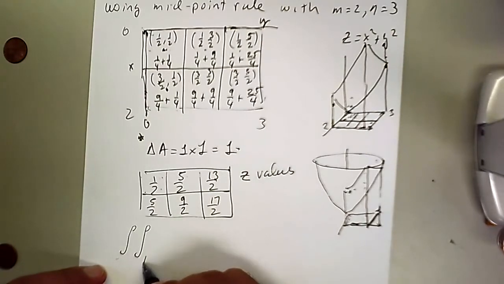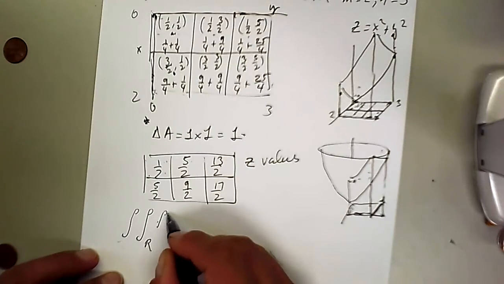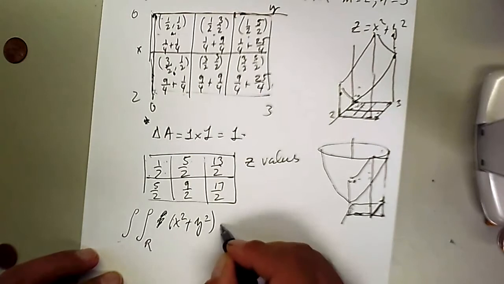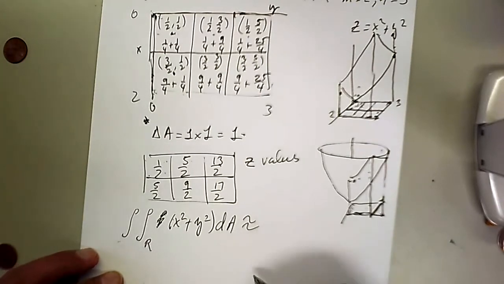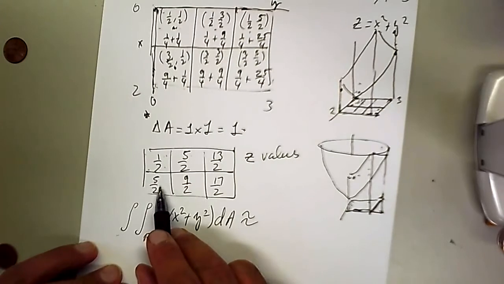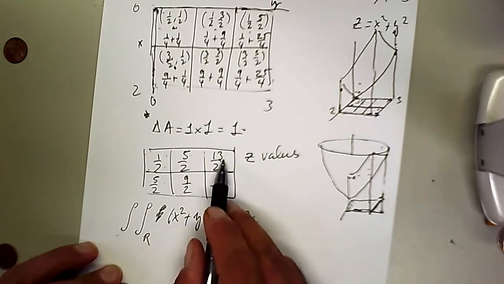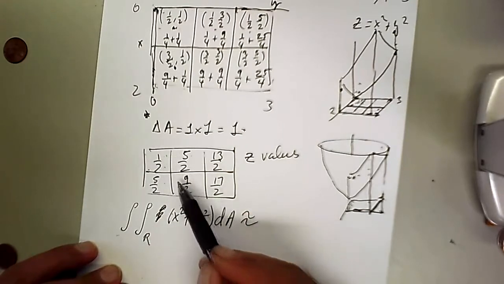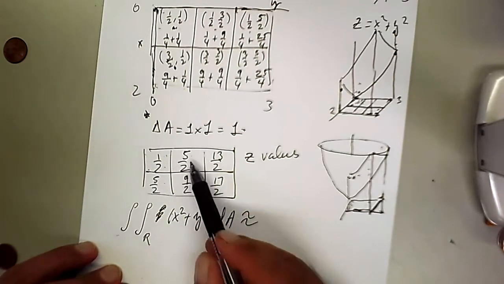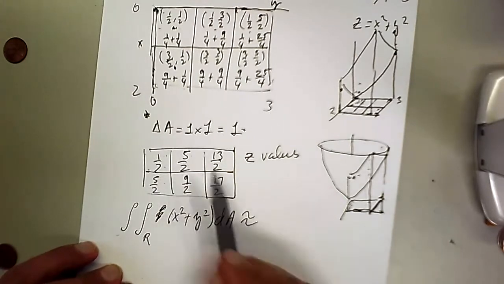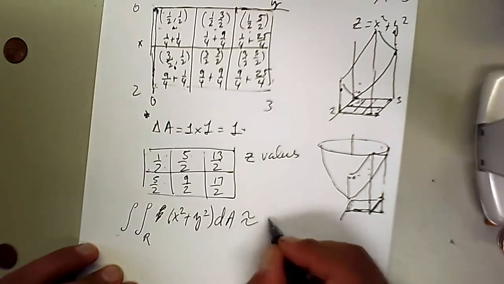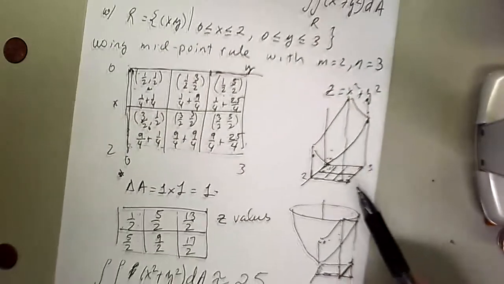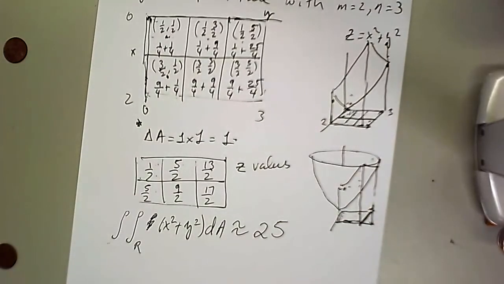So the approximation: the double integral over that region we defined, of the function x squared plus y squared with respect to the area, is approximately 25, if I'm not mistaken. So 17 and 13 is 30. 1 and 9 is 10, so that's 40. And 5 and 5 is 50, but all of those are halves, so it's 50 divided by 2, which is 25. I did not say the double integral is 25. It is about 25.